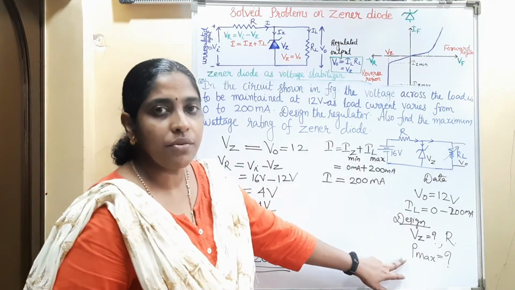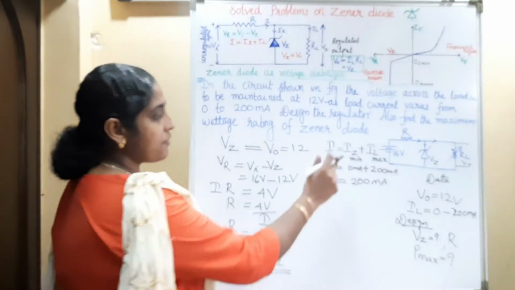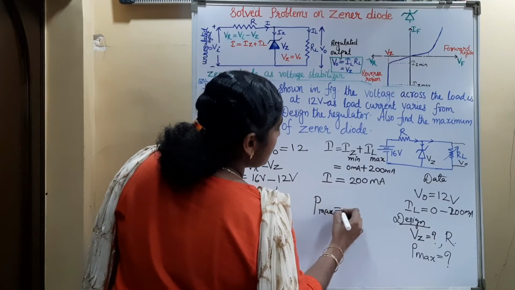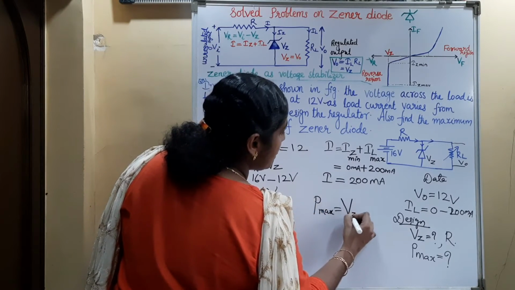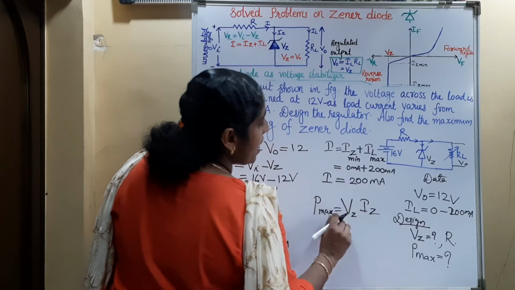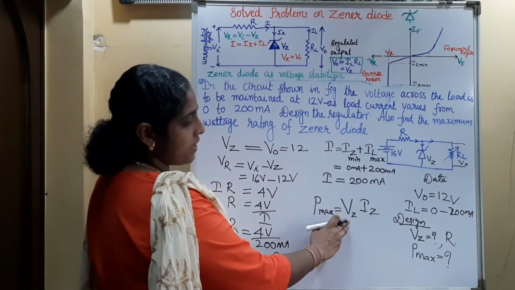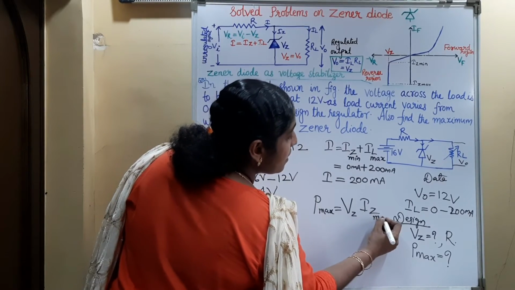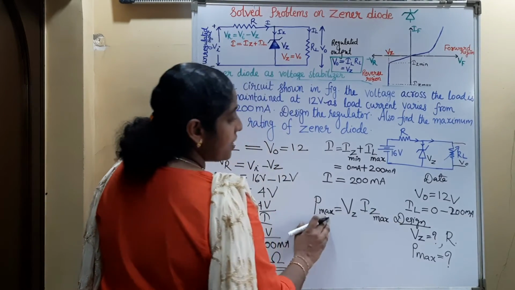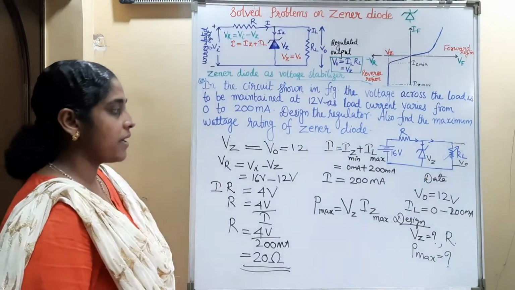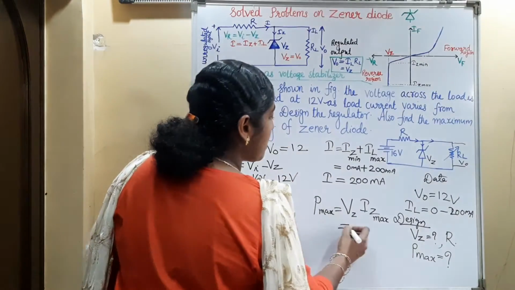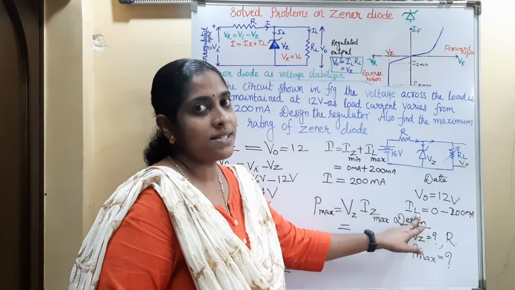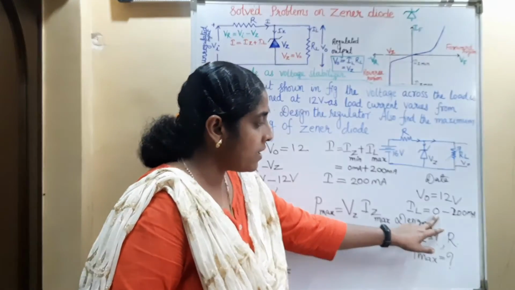Now we want to find out the maximum power rating of the Zener diode, that is P maximum. So P maximum is equal to VZ into IZ, where VZ is the voltage across the Zener diode and IZ is the current through the Zener diode. Then for maximum power rating we have to consider the maximum Zener current. What will be the maximum Zener current? Maximum Zener current we obtain when the load current is minimum.